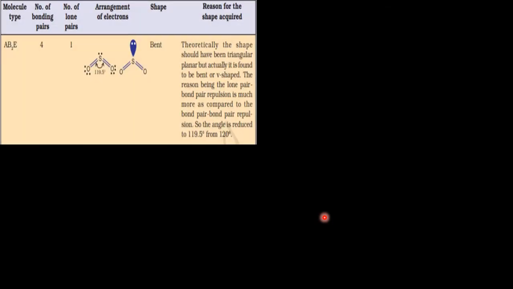So in the previous class, where we stopped, from that point we will start. The topic or the table we stopped at in our previous class was this one. See here, this is an example for a molecule of AB2E. Here A is the central metal atom and there are two B's around the central atom, and E stands for electron pair, one lone pair of electrons.